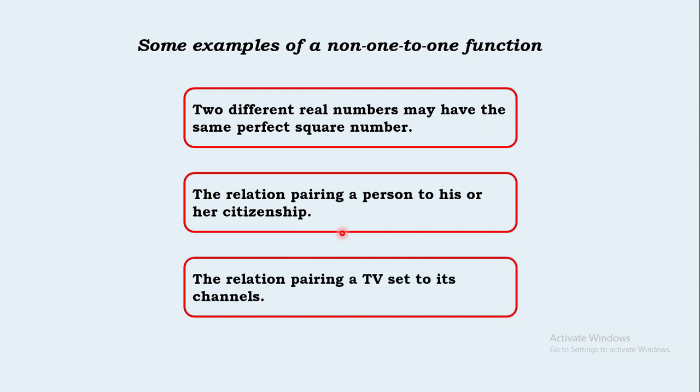Another is a relation pairing a TV set to its channel. So one TV set can have more than one different channel. Say for example, one TV set can show channel 7 or channel 3 or any other channel. So therefore, this is not a one-to-one function.